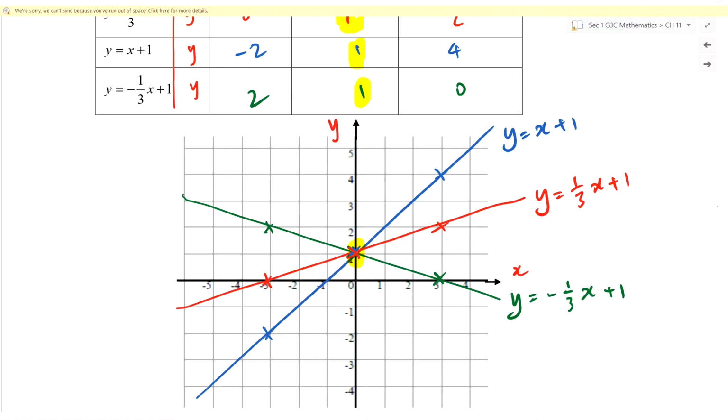How about the green graph? It is sloping downwards over here. What is the coefficient of x? Negative 1/3. It is different from 1, it is different from 1/3. So obviously they cannot be parallel. Okay, let's see how much you can make a smart guess. What do you think determines whether a graph slopes up or slopes down?